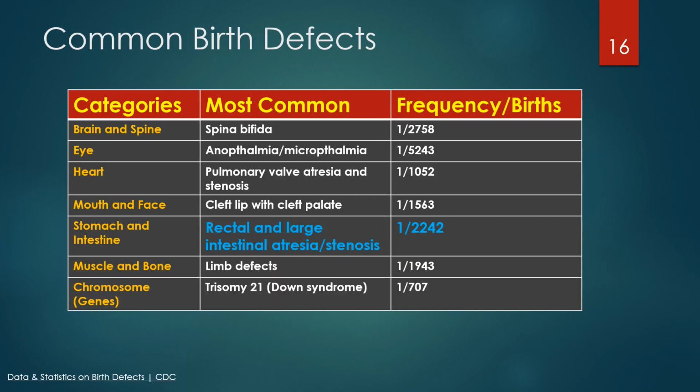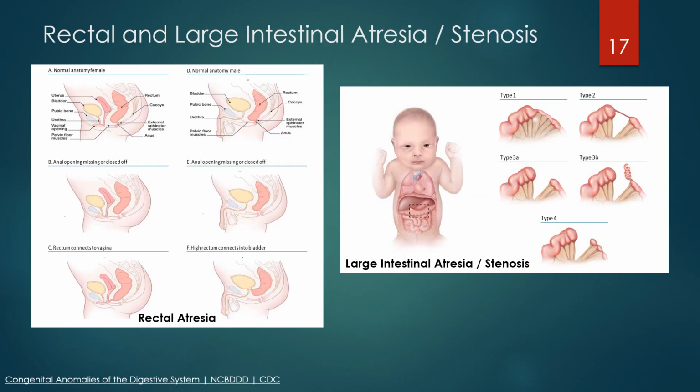The most common stomach and intestine birth defect is rectal and large intestinal atresia and stenosis, seen in 1 of every 2,242 births. These drawings show some rectal and large intestinal atresia and stenosis defects. Rectal malformations can present with not only atresia and stenosis of the rectum, but also abnormal connections with the bladder and vagina.